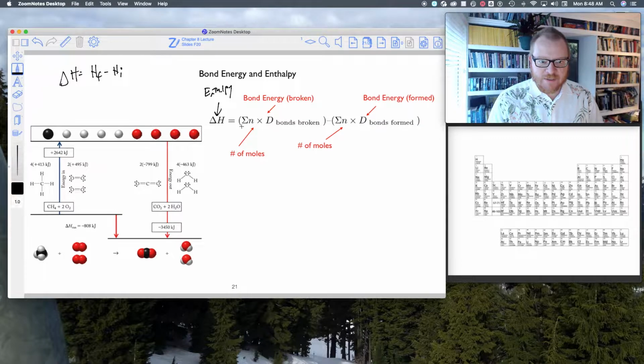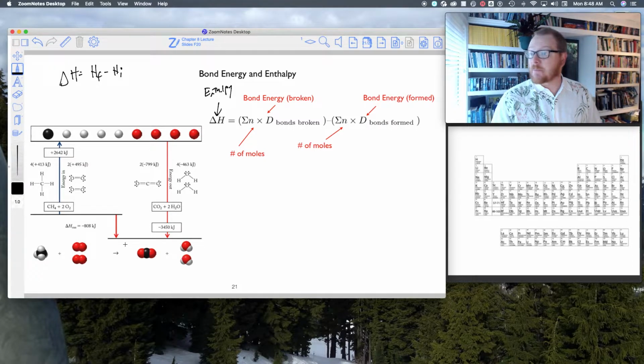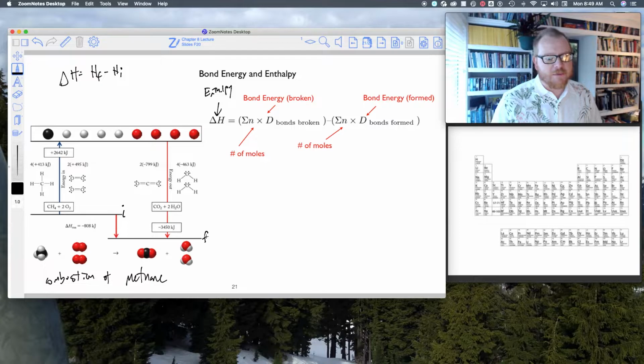The sigma tells me the sum, with the number of moles times the energy of the bonds broken, minus the sum of all of the energies of bonds formed. As an example, here you can see this is the reaction, the combustion of methane. So let's write that down. Combustion of methane. Overall, when we start, this is my initial state, and this is my final state. And we can see it's exothermic as expected because it is a combustion reaction.